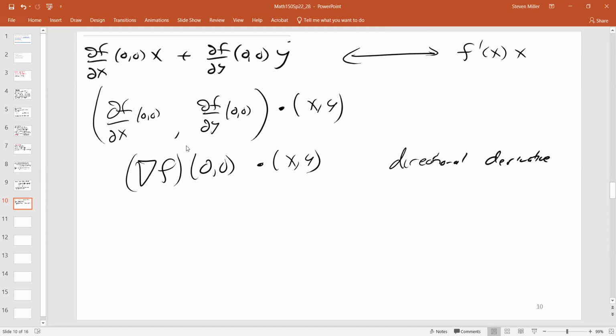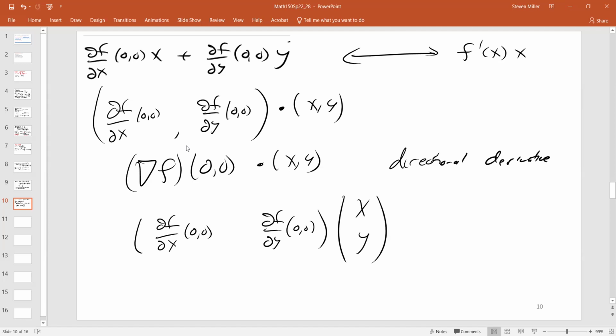And so we could actually write this in vector notation or matrix notation as df dx at 0, 0, df dy at 0, 0, and then x and y. And this is the generalization of the f prime times x.